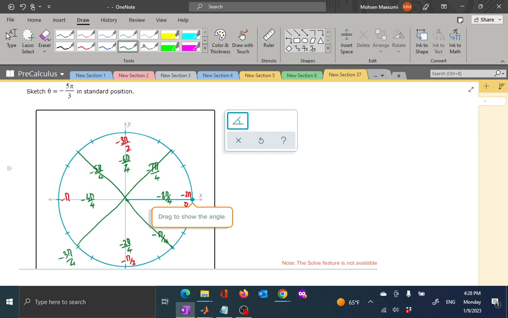Then what other color can we use here? Let's see if this is visible. Pi over 3. These are all excellent. Pi over 6. Let's label it as we go. Minus pi over 6. Minus 2 pi over 6, which is same as minus pi over 3. It's minus 3 pi over 6. Minus 4 pi over 6, same as minus 2 pi over 3, minus 5 pi over 6, minus 6 pi over 6.